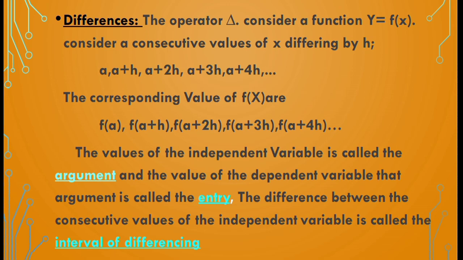The definition of argument: the values of the independent variable are called the argument. The definition of entry: the value of the dependent variable for that argument is called the entry. Definition of interval of differencing. What is the interval of differencing? The difference between the consecutive values of the independent variable is called the interval of differencing. So friends, argument, entry and interval of differencing.